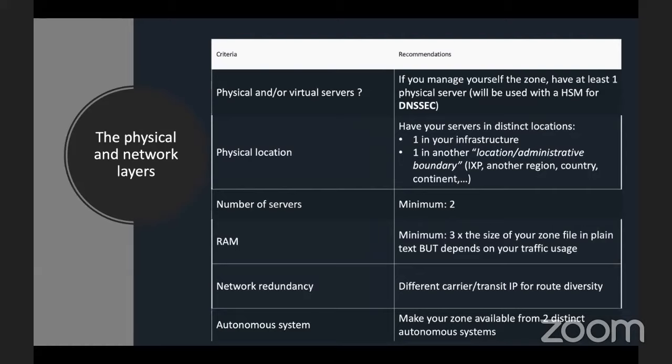and figure out how we get connectivity out. Are we using a single link over the same fiber that goes all the way to the service provider? Can we have two? Can we use two different providers? Can we run the name servers in different subnets? And can those different subnets be announced via different autonomous systems? So if there's an outage or one autonomous system loses visibility on the global internet, maybe the other one continues.